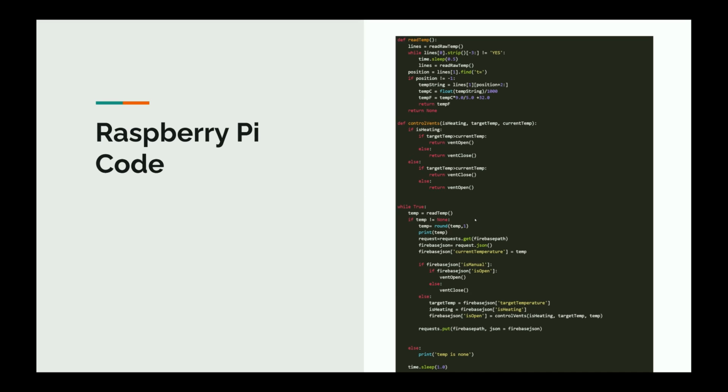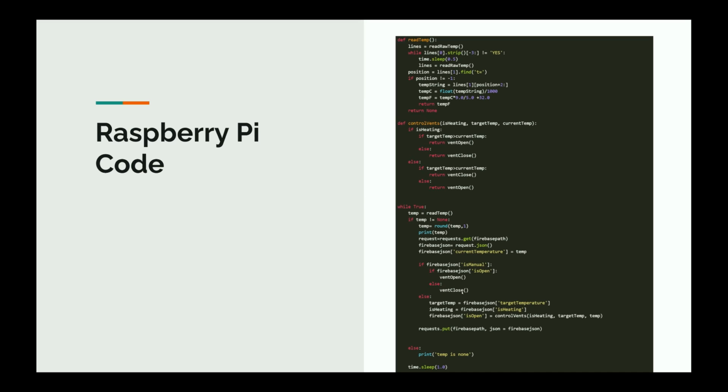So after that, I'm going to create a request variable that gets requests from a specific Firebase path, which is just a directory to my Firebase, which is the database. And I'm going to create a JSON file that allows me to replace values in the database with values that I have in the code. So I'm also going to run one last check, which is to check if it's manual or not, because if it's manual, then I want to ignore all AI features, and I just want to check if the vent should be open or closed.